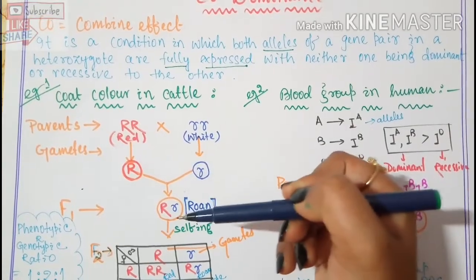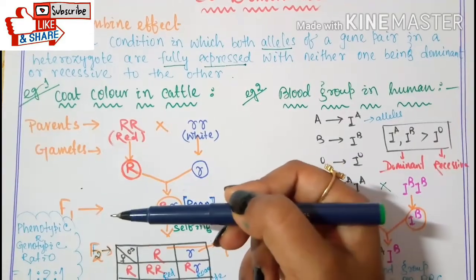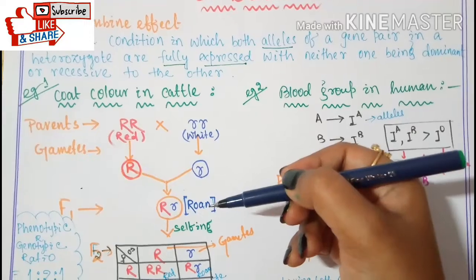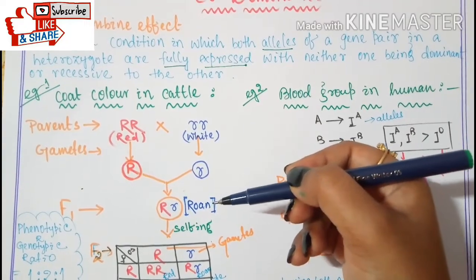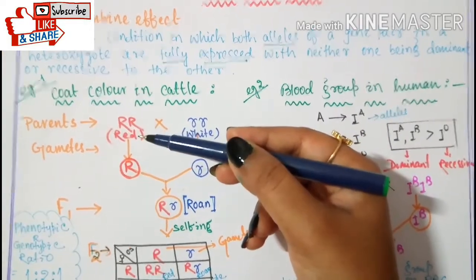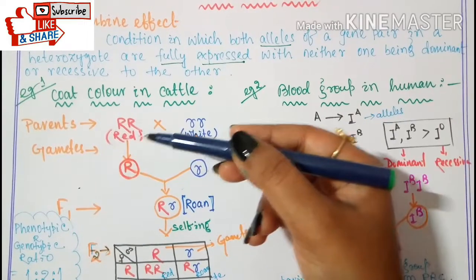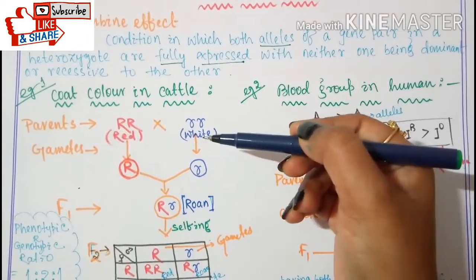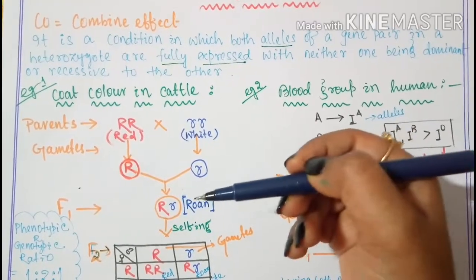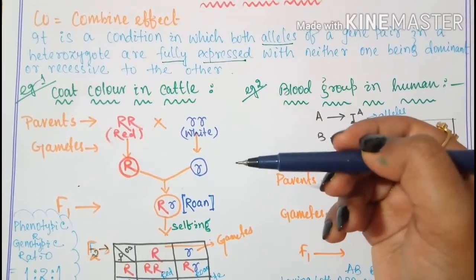It shows a new character, that is the roan color in the F1 generation. The roan color is patches of red and white hair. In the case of the parents, one cattle has red coat color, meaning red hairs on its body, and one has white hair on its body. But the F1 offspring had both red and white hair patches on their body.